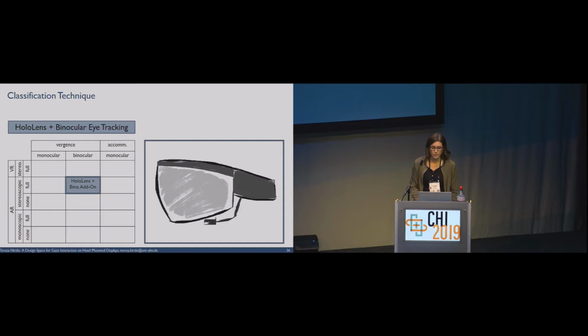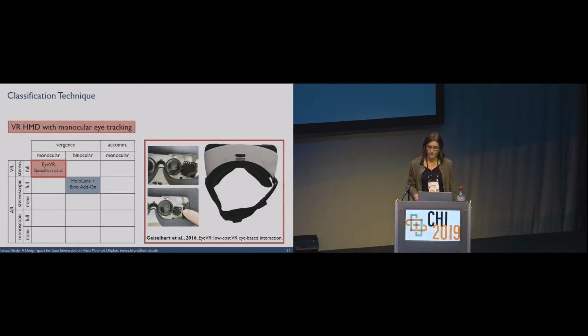eye-tracking add-on. So on the human part, we could put this into binocular vergence measurement, and then within the HMD part, we can put this in the cell of a stereoscopic AR display having full world knowledge in our definition. We can also put other prototypes in there. For example, IVR, which was presented by Geiselhart et al. This is a VR headset with a monocular eye tracker.